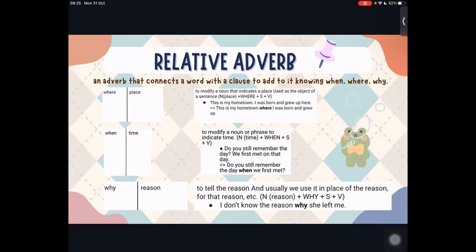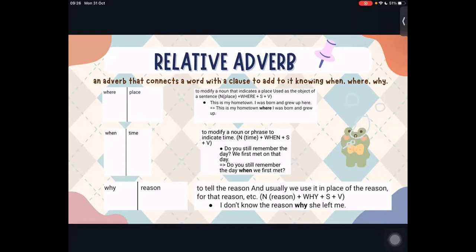Next, when is for time, to modify a noun or phrase to indicate time. Noun of time plus when plus subject plus verb. For example, do you still remember the day we first met? On that day. You can say, do you still remember the day when we first met?